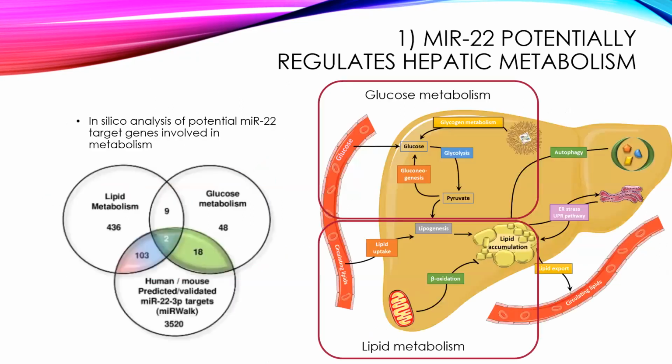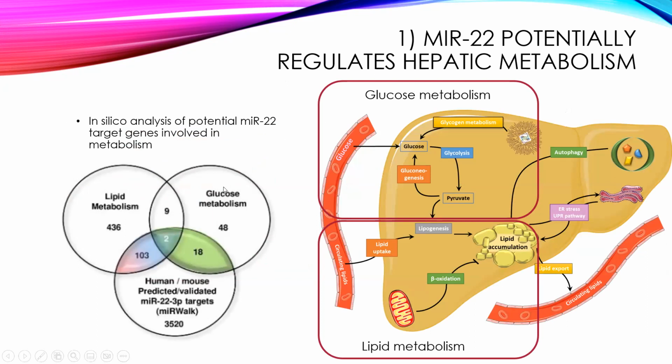For this, we started with some in silico analysis, because we had no idea if microRNA-22 can actually regulate hepatic metabolism. So we took gene lists, curated through the Metacore database, of genes that are involved in either lipid metabolism or glucose metabolism.